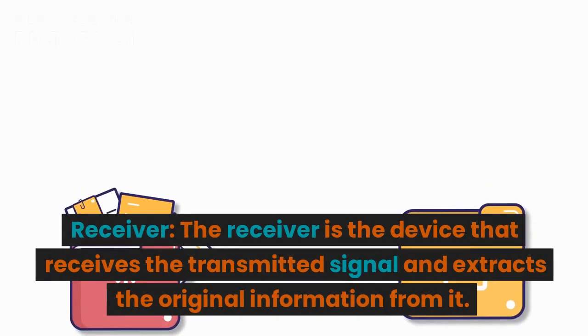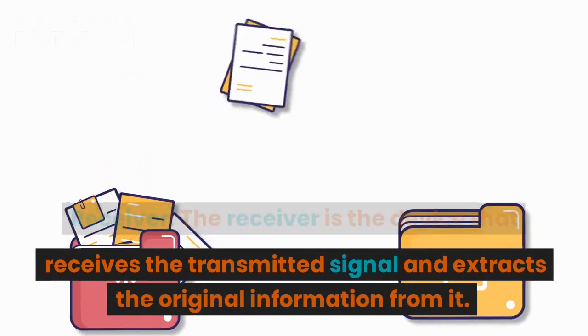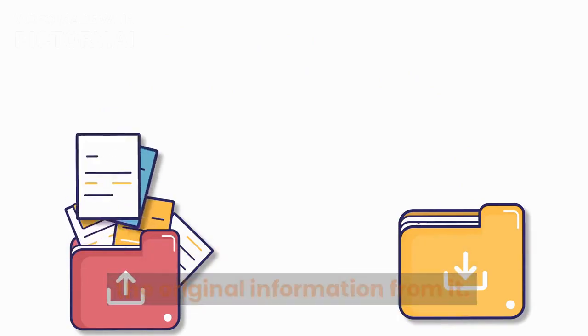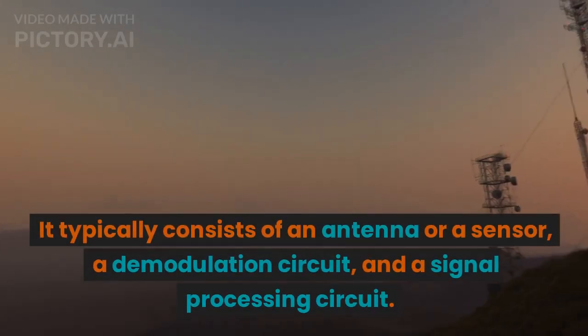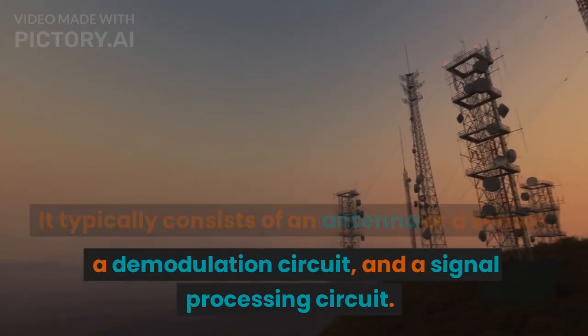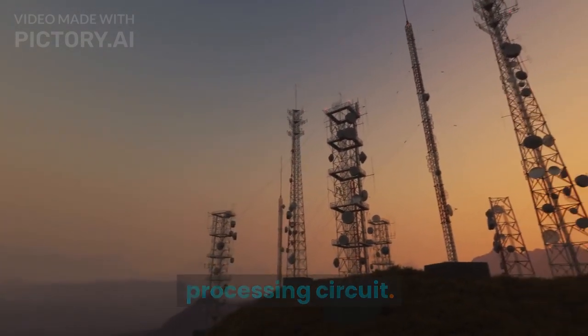Receiver. The receiver is the device that receives the transmitted signal and extracts the original information from it. It typically consists of an antenna or a sensor, a demodulation circuit, and a signal processing circuit.